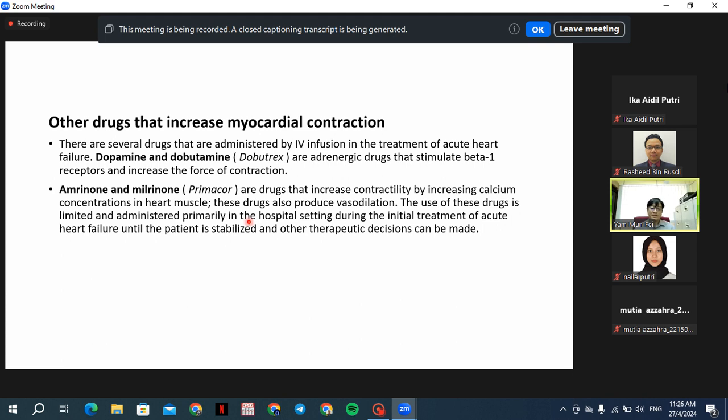So there are other types of drugs that have been introduced for chronic heart failure, dopamine and dobutamine. These will stimulate your beta 1 receptor and then cause contractions. Besides that, there's another type of drug we call inamrinone and milrinone. They will increase the calcium contraction in your heart, so it will increase the contractility of your heart muscle. Okay.